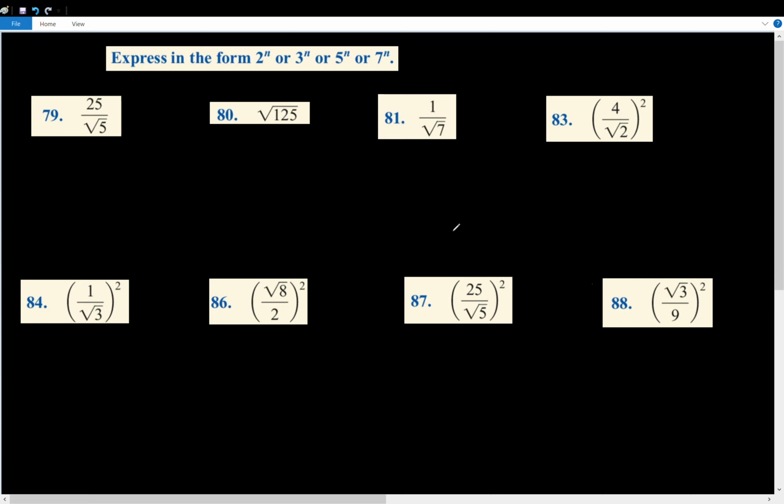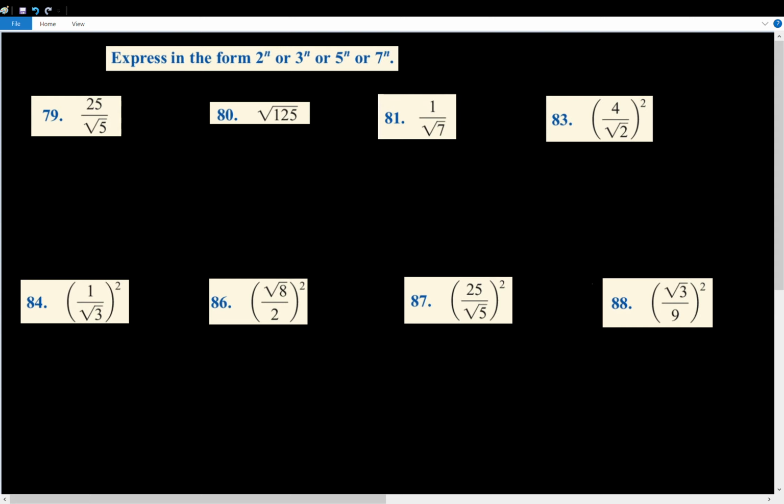This is questions 79, 80, 81, 83, 84, 86, 87 and 88 from exercise 1.14 in Project Maths 3A. We have to express these in the form of 2 to the n, or 3 to the n, or 5 to the n, or 7 to the n. So we have to try and get each of these expressions down to one of these bases to a power. So we'll start with 79.